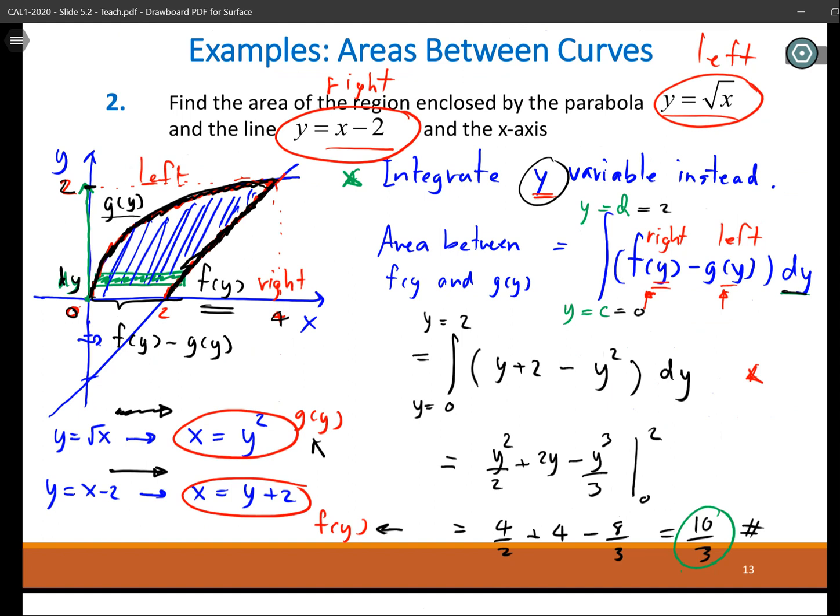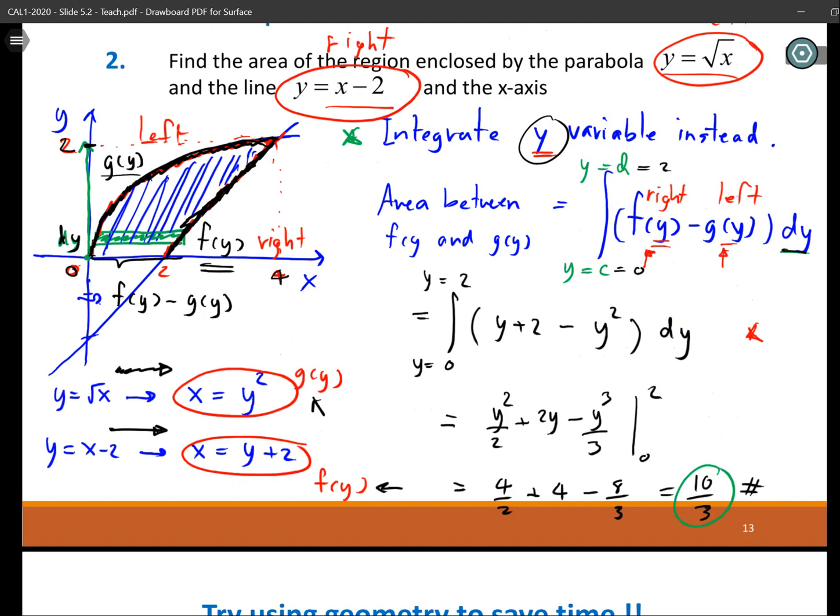Okay, but up to you. In some problems, only one method works. So it depends on the shape of the region. You have to look out for that. Always plot the graph and you know what to do.